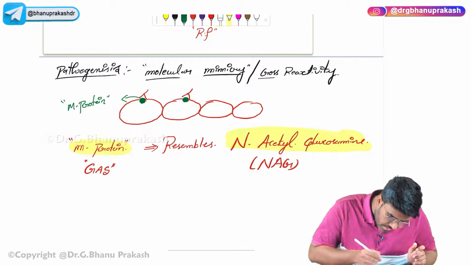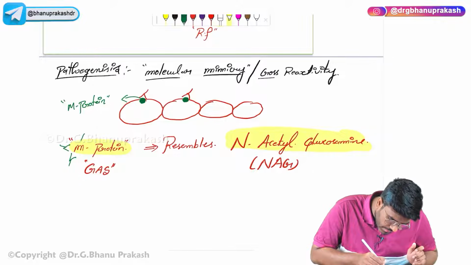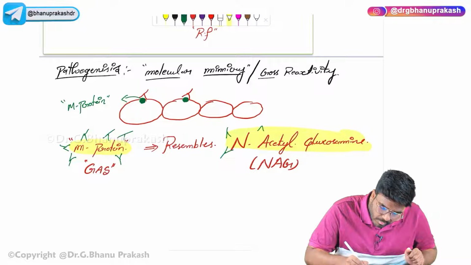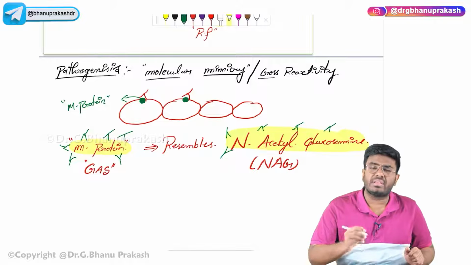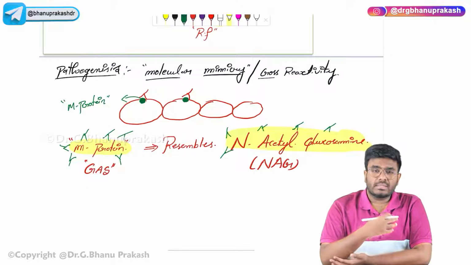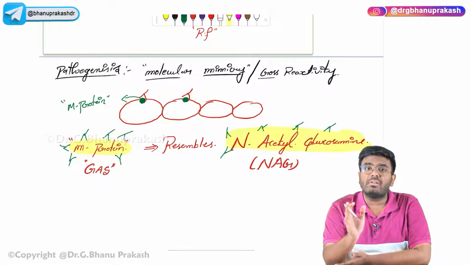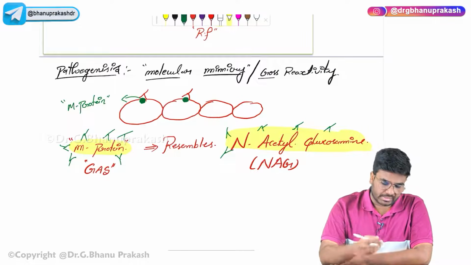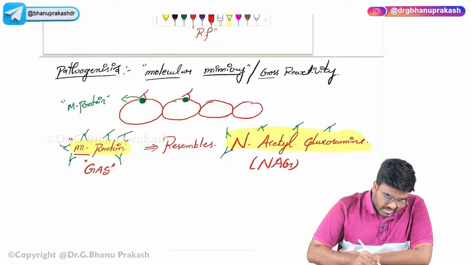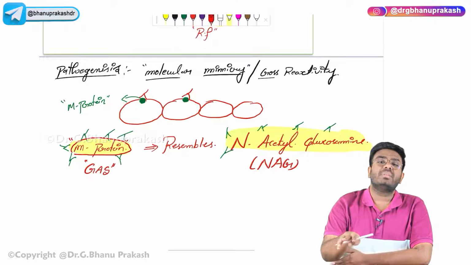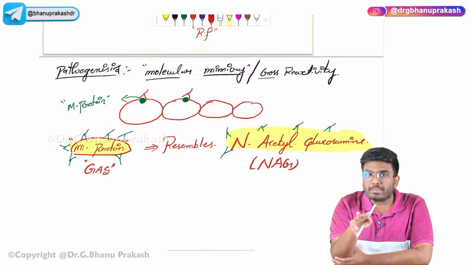So, whatever antibodies are produced against this M protein will not only attack the M protein on the bacteria, but will also start to attack the N-acetyl glucosamine in our body. The N-acetyl glucosamine present in the joints, the heart, and the central nervous system, all will be affected. So, that's the problem. It's a molecular mimicry. The M protein on the bacteria is mimicking the N-acetyl glucosamine present on the human body cells.